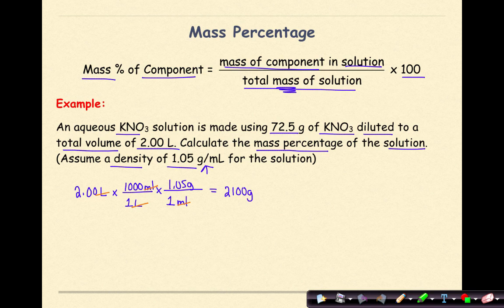Now I'm going to say that the percentage is going to equal the part over the whole. The part is the 72.5 grams of KNO3. The whole is equal to the mass that we just calculated, so that is 2,100 grams of solution. Then I'm going to multiply the whole thing by 100. And if I work this out, my answer should be 3.45%, which is my mass percentage of KNO3 in solution.